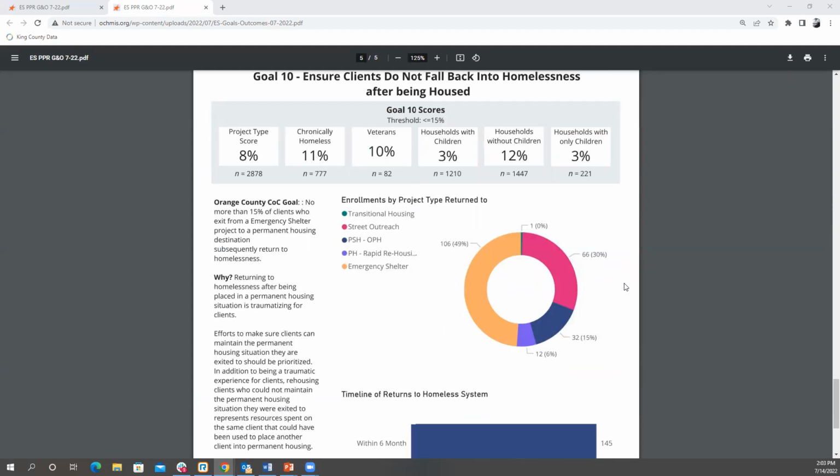Goal 10 is looking at clients that exited emergency shelter projects to permanent housing and then later returned to the homeless system. So the households without children is a little bit higher than some of the other populations, likely because these clients are more likely to be chronically homeless. That's probably why their percentage is a little bit higher.